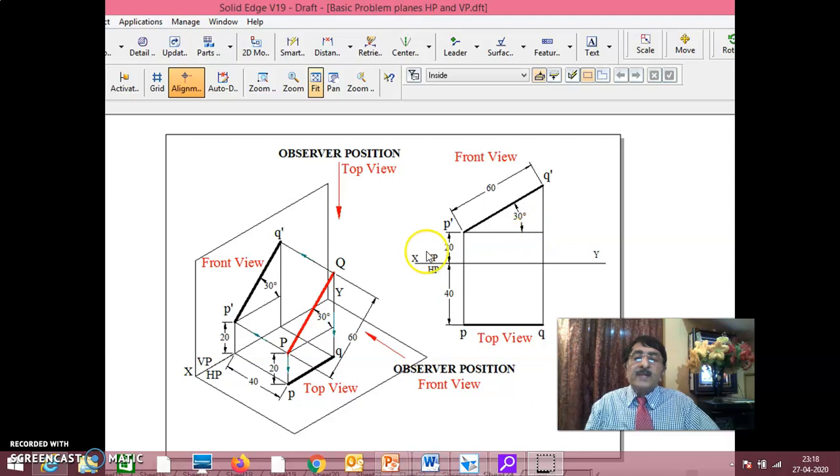Forget it. The problem is this way. In case they say the line is lying in VP, it means the distance in front of VP should be 0. Immediately make PQ on the XY line. In that way, if they say any changes, you should be in a position to do it.